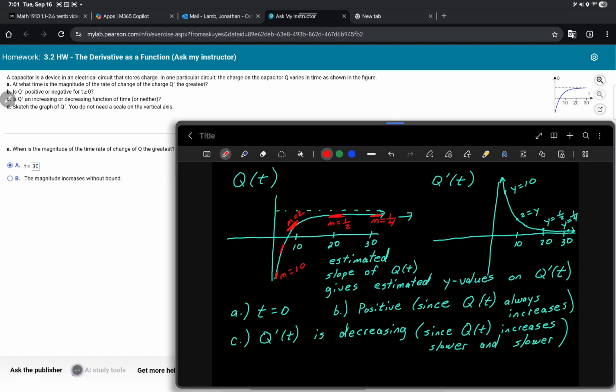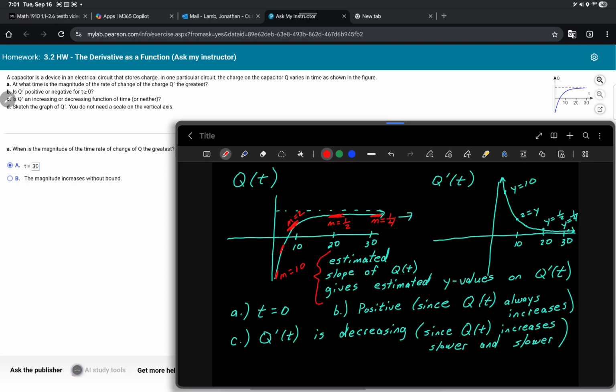But now, in order to graph an approximate derivative, we need to make the connection between the slope of the original function and the y value of the derivative. That's what I tried to explain right here. The estimated slope of the original function Q of t gives the estimated y values of its derivative Q prime of t.